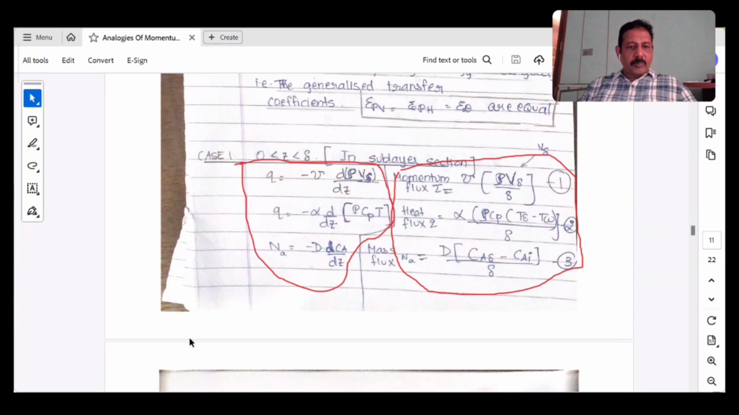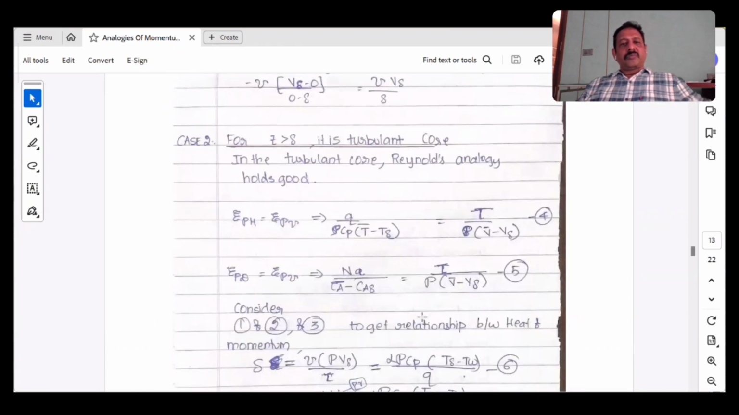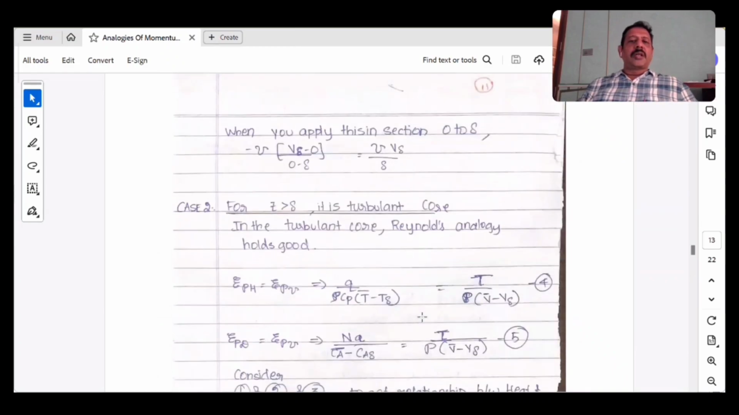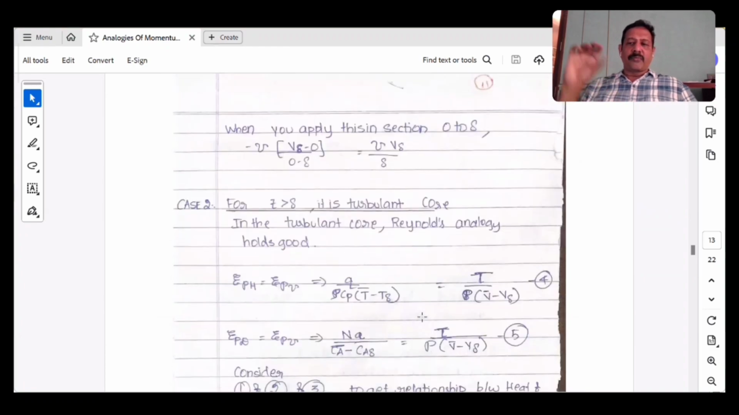Okay, so this is what I have explained. From 0 to delta: minus mu, v delta minus 0, over minus delta. So the minus signs cancel. That is, you are applying it for particular limits, correct, from 0 to delta.